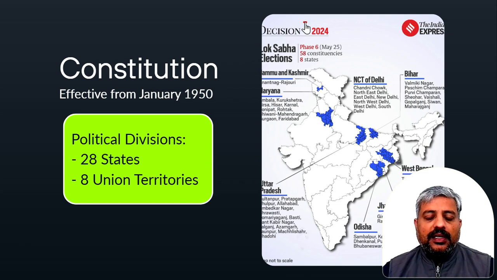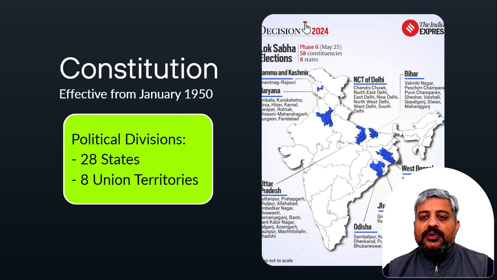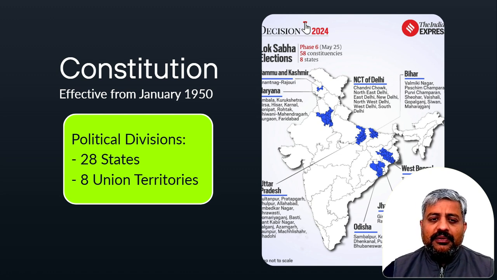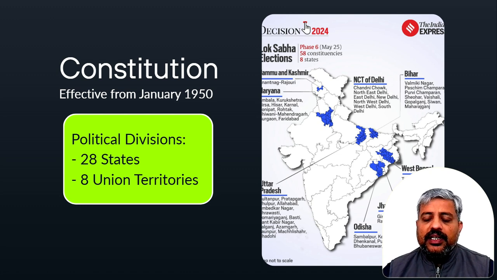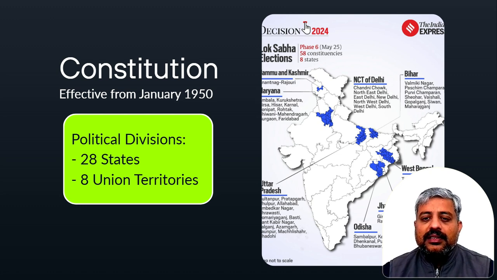Now, we'll start from the constitution, which gives us the power. That means a country is run through the powers given by the constitution, and it became effective in January 1950. According to it, there are political divisions, that is 28 states and 8 union territories that we see around. In this map, I have tried to show you different states, and these are some of the territories and the states that have been marked just for an idea.